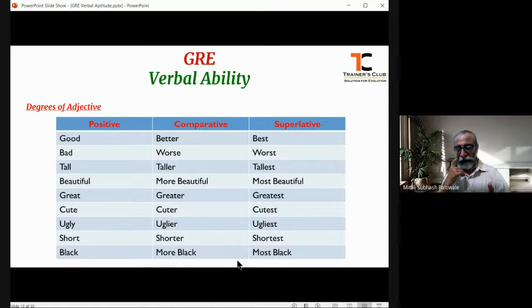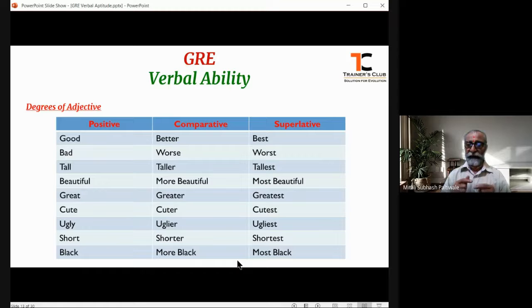Even with this word, I have come across many people who say, he is more better than. No, it is wrong. It is not more better. It is best. In colloquial language, we use it's more better, it's more good. But it is not more good. More good means better. More better means best.